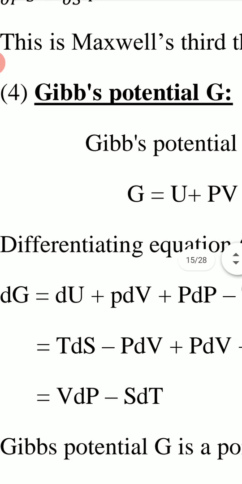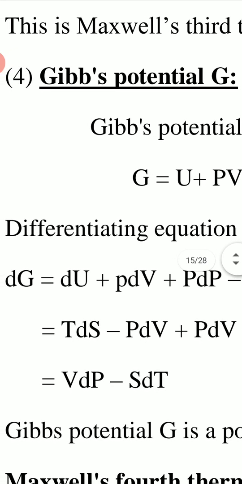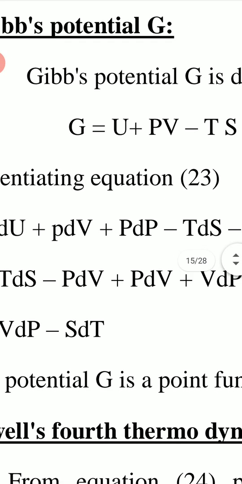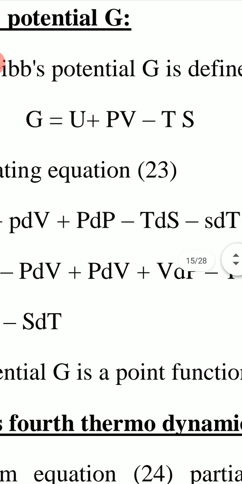Maxwell's fourth thermodynamic relation is obtained from the Gibbs potential G. Gibbs potential G is defined as G equal to U plus PV minus TS. U plus PV is enthalpy, and U minus TS is Helmholtz free energy, and U plus PV minus TS is the Gibbs potential.